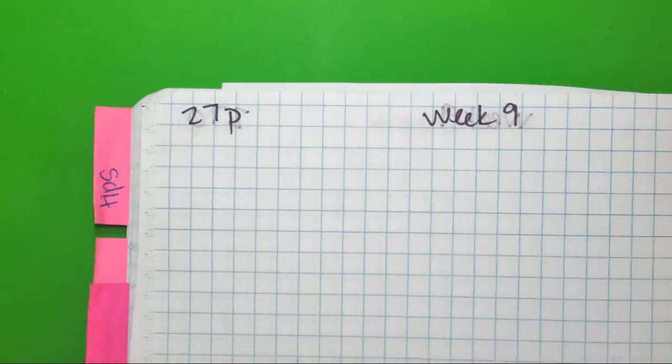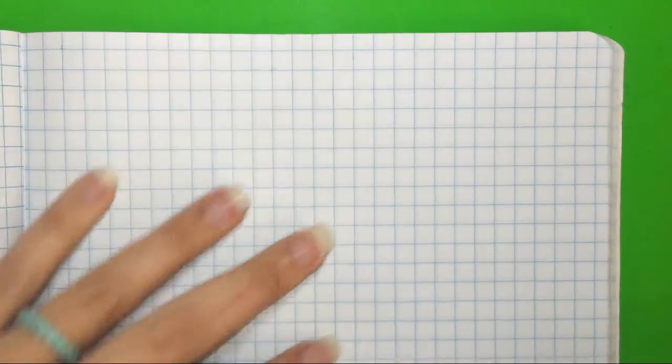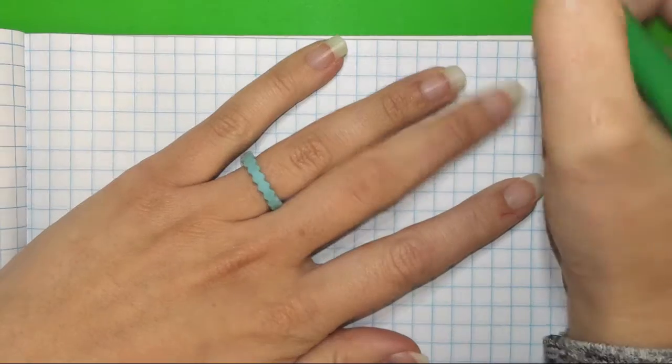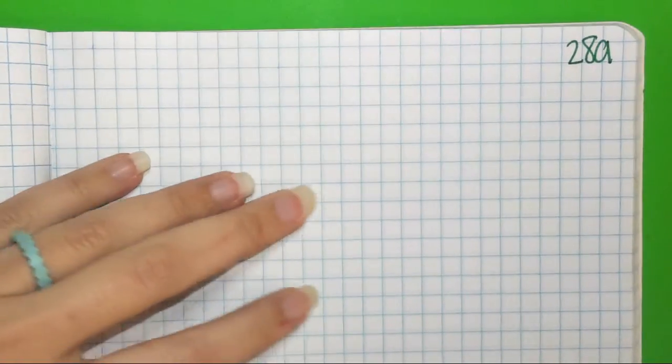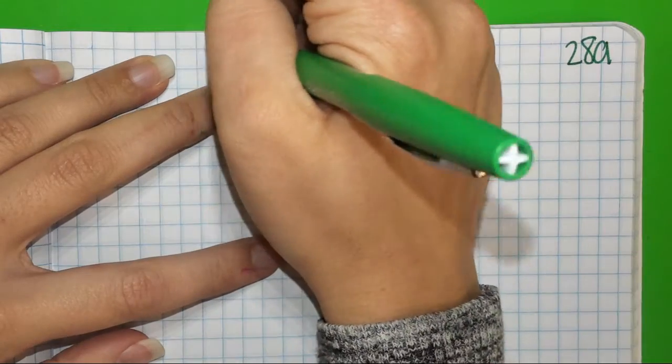Alright, so I went to 27p, which is right here. And over here is going to be 28a. Trinomial factoring.